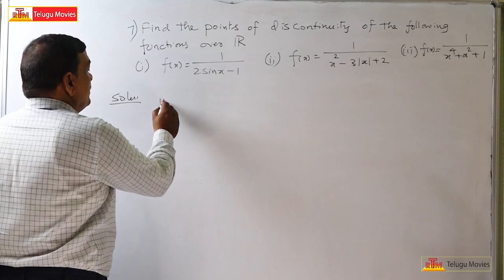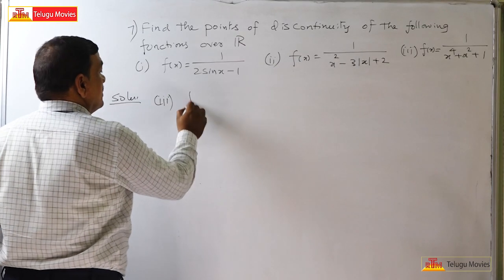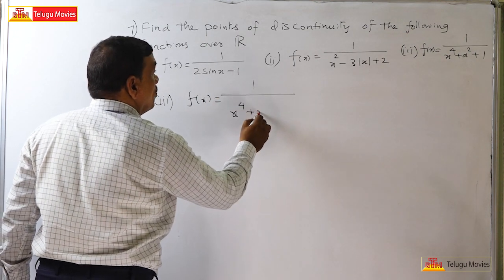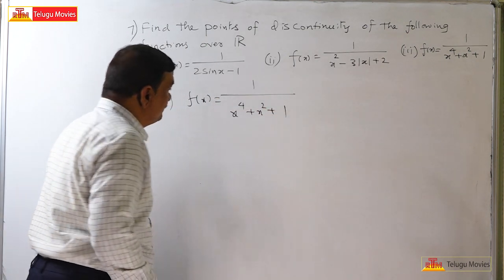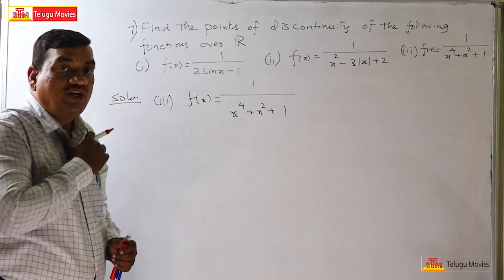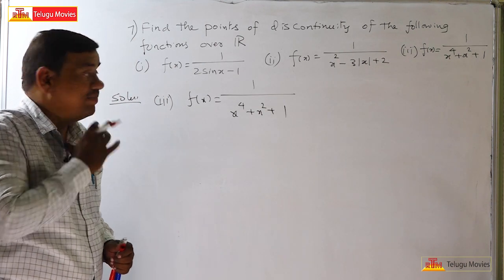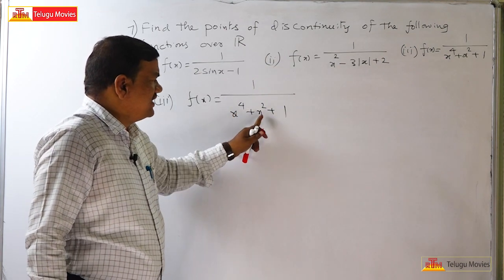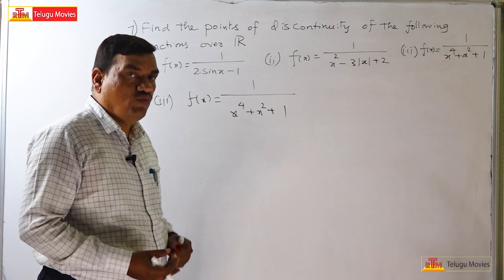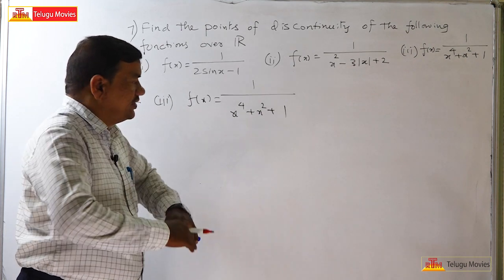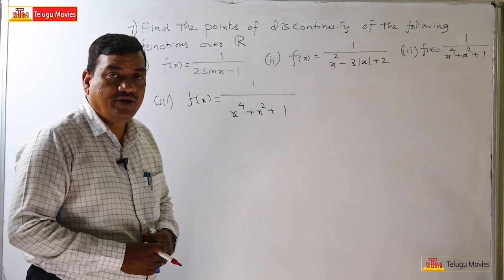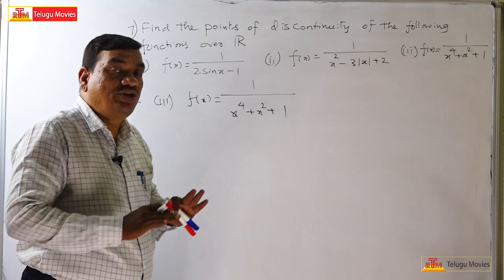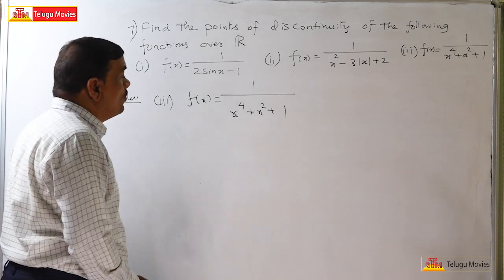So the third one is given as f(x) = 1 by x⁴ + x² + 1. So here the denominator will never be equal to 0 over all real numbers. If you put x = 0, the denominator will be 1. So the denominator cannot be negative. Therefore, it is not discontinuous. It is a continuous function.